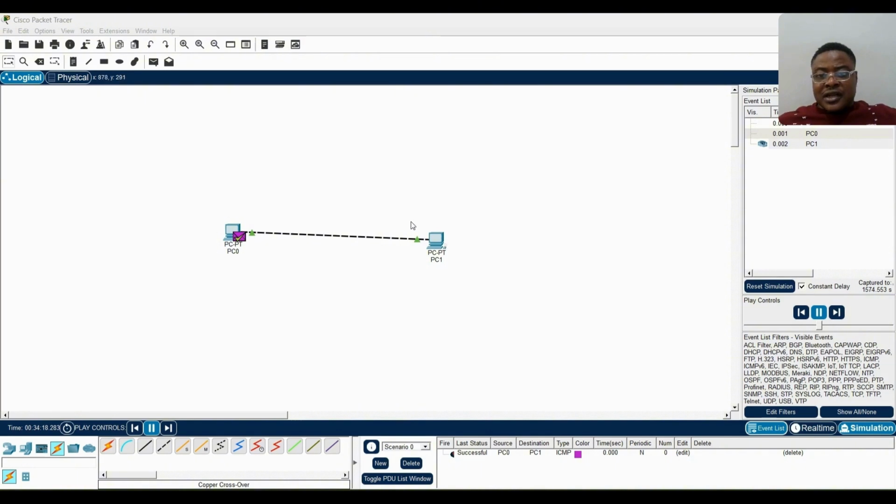So this is a good example of what I explained earlier in the OSI model about the physical layer, data link layer, network layer, and transport layer.